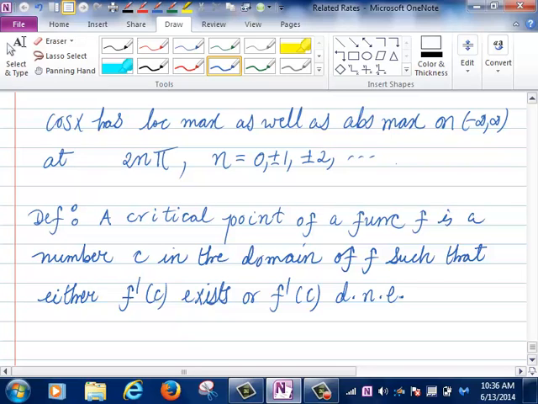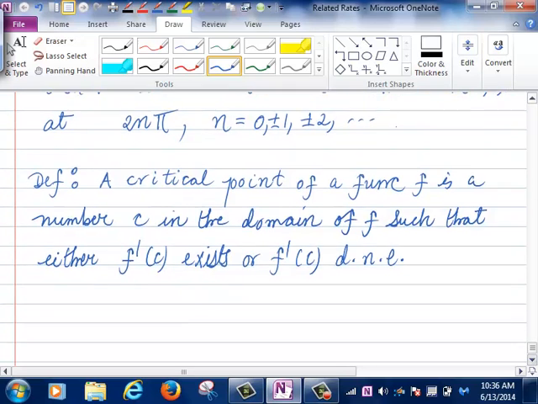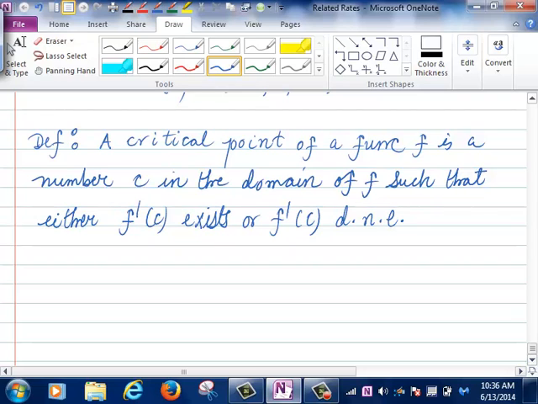Here we're saying a critical point of a function f is some number c if the derivative at c either is 0 or it doesn't exist. Okay, either the derivative at c is 0 or it doesn't exist. Then c is a critical point. Now notice that if I have a critical point, what may happen?